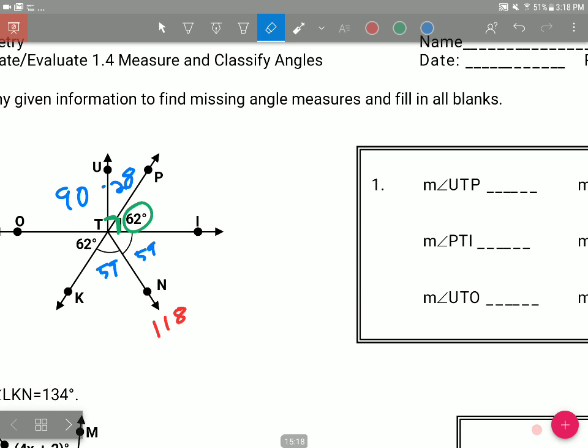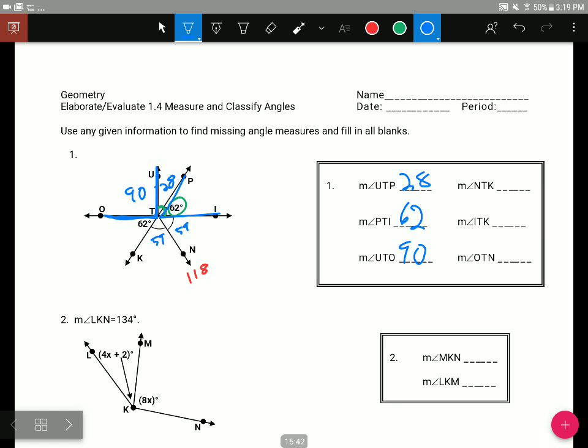So UTP, that's this one right here. We already figured that one out. That's what? 28. Okay. PTI. Well, that one's already given to us. You're right. That's this guy. That's 62. That was one of the givens. All right, UTO. Okay, that's this one. That's what? 90. Cool. So we went all the way around, so now we just have to answer the question.